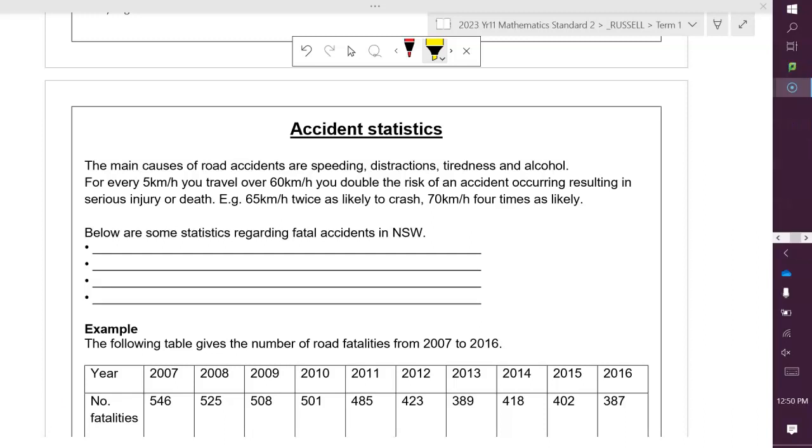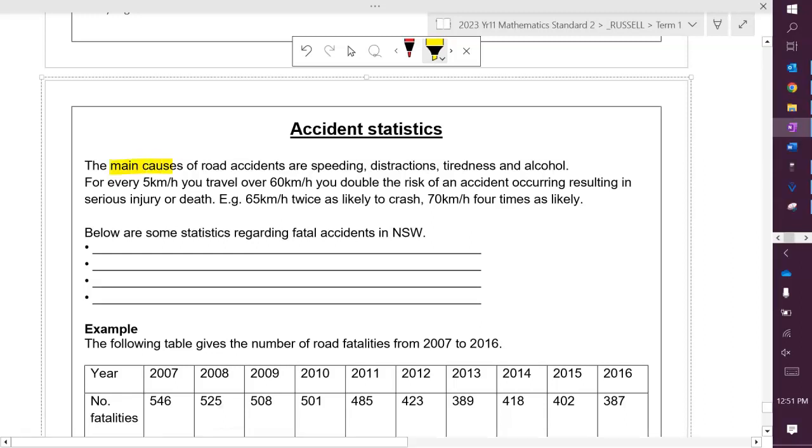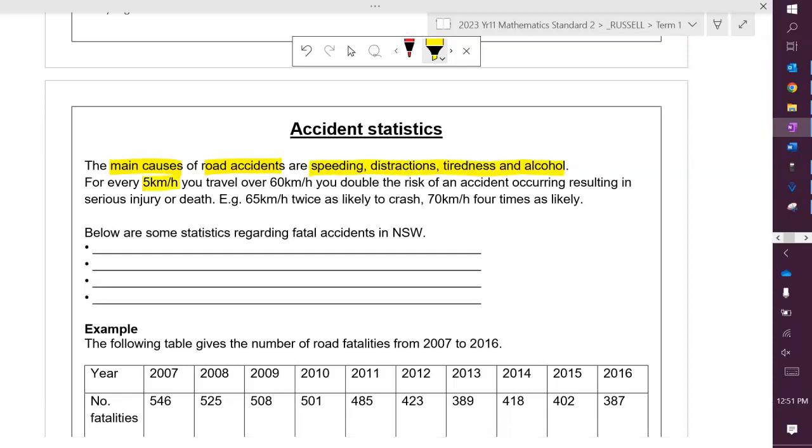So this lesson is on accident statistics and just looks through all the things we've found, so our mean, our interquartile range, etc., and puts it into a bit of a real life perspective. If we look at this, our main causes of road accidents are speeding, distractions, tiredness and alcohol. For every 5 km per hour you travel over 60 km an hour, you're doubling the risk of an accident occurring that results in serious injury or death.